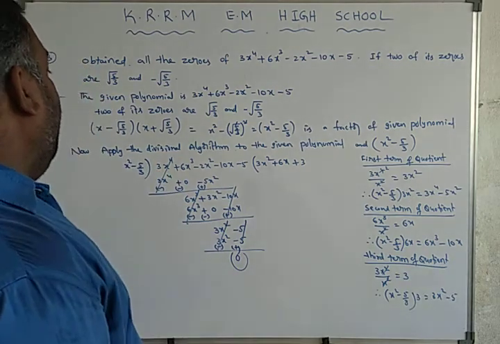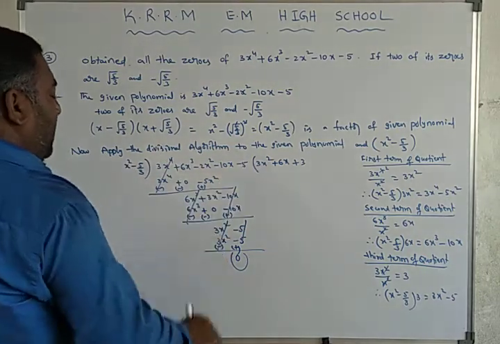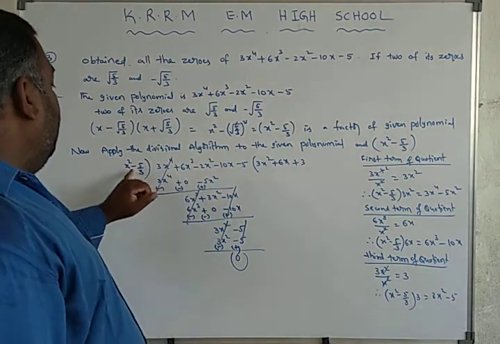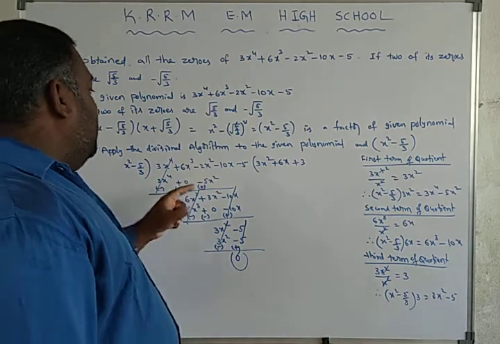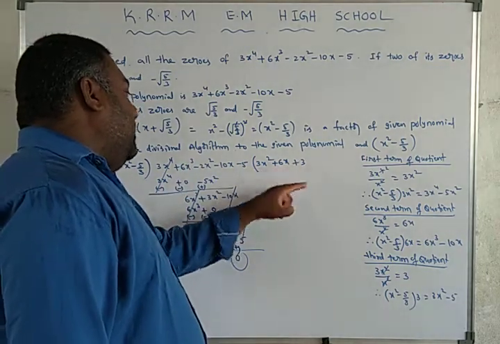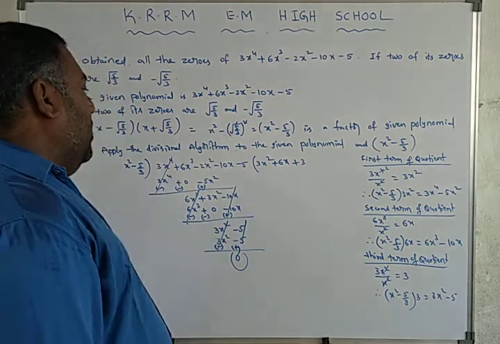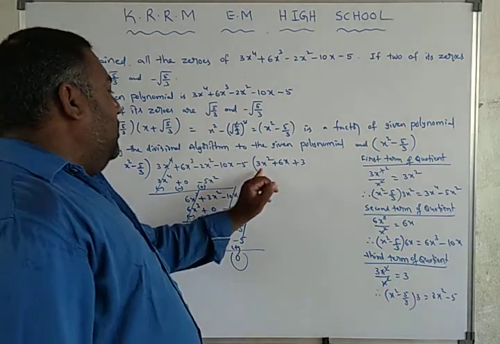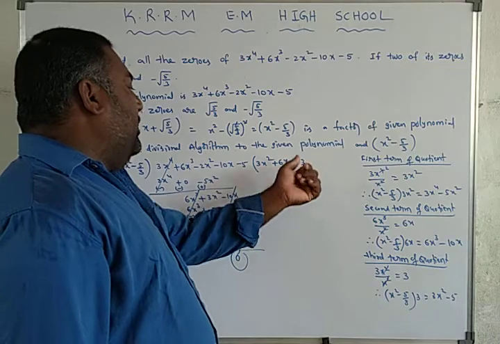So by the division algorithm, how to write? Dividend is equal to divisor into quotient plus remainder. So x square minus 5 by 3 is a factor of the given polynomial. So 3x square plus 6x plus 3 is also a factor of this given polynomial. Now we factorize to find the zeros of the quotient.